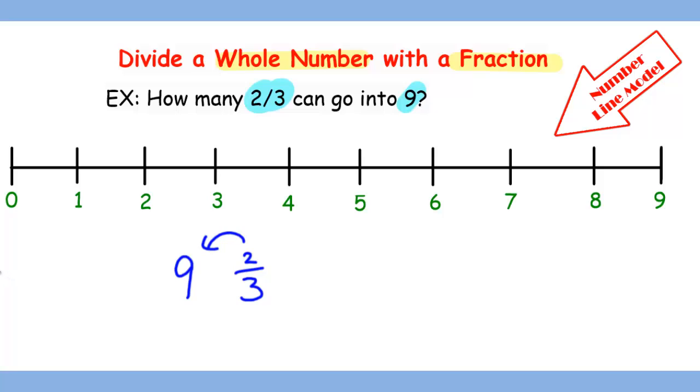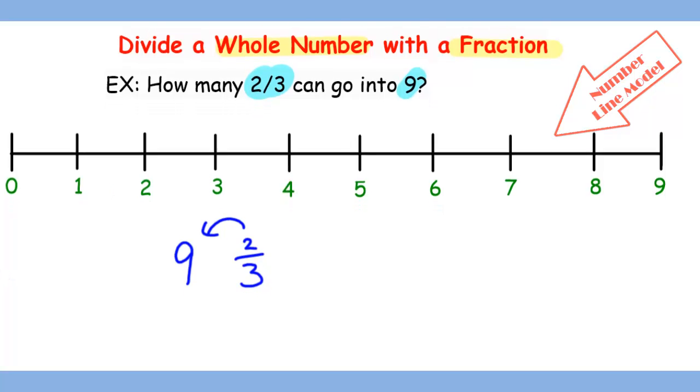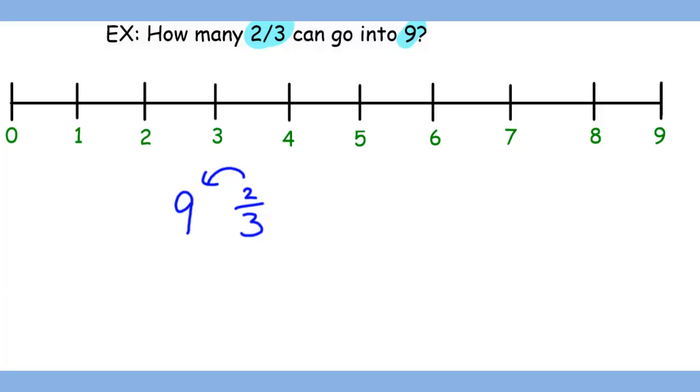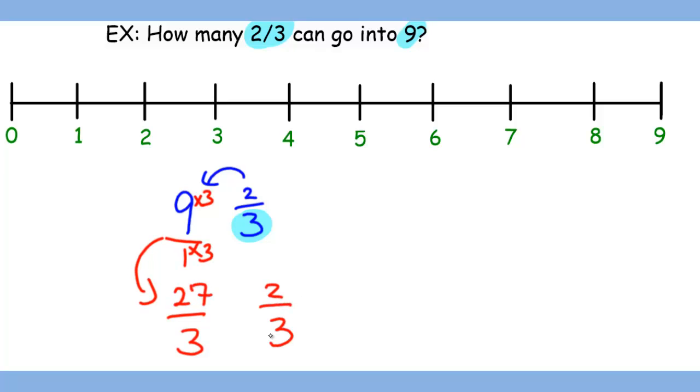Since you want to see how many 2/3, which is less than 1 whole, go into 9 whole, as we have seen from the previous example, it's best if we turn this into a common denominator. And given that there's only one denominator right here, we want to turn both into a denominator of 3. And 9 whole is basically 9 over 1. So to turn this into a denominator of 3, you have to multiply by 3 to get 27. And 2/3 will stay as 2/3. That means we need to cut the 9 whole into 27 pieces.